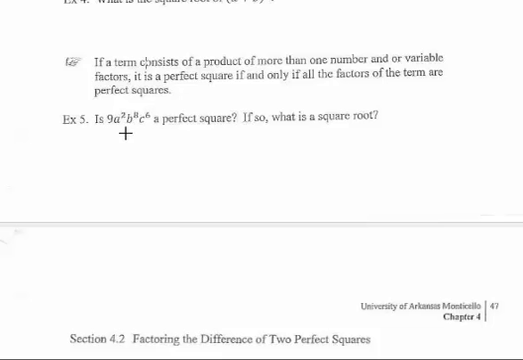In example 5, we're given a term, and there are several variables, and we have a coefficient. So to get the square root of this term as a whole, we only have to take the square root of each individual part. So first we say, what is the square root of 9? Well, that's 3, because 3 squared equals 9.